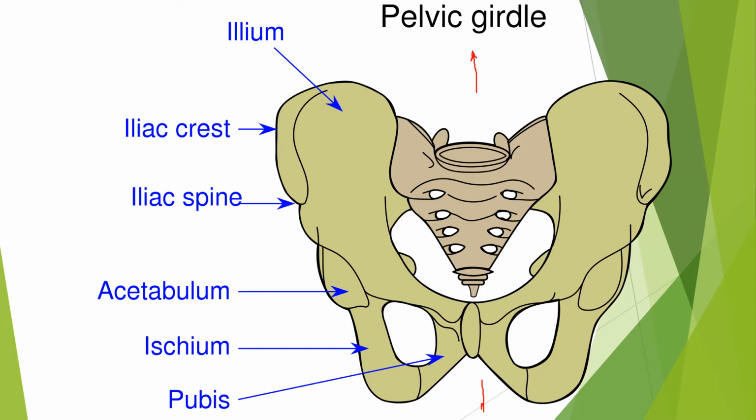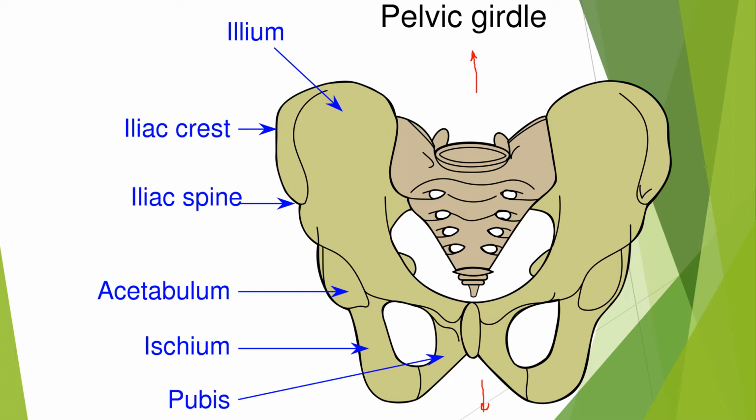Means the upper part of your body and the legs are connected to each other by the help of this pelvic girdle, that is a basin shaped bone. It also supports your urinary bladder and intestine and internal sex organs that are present in this region.